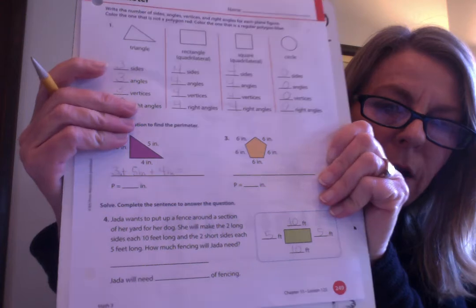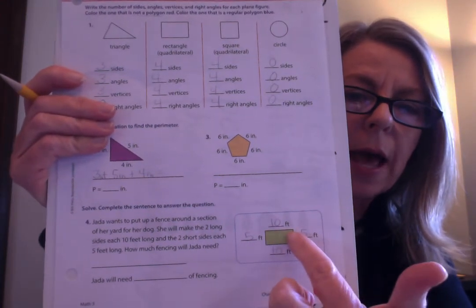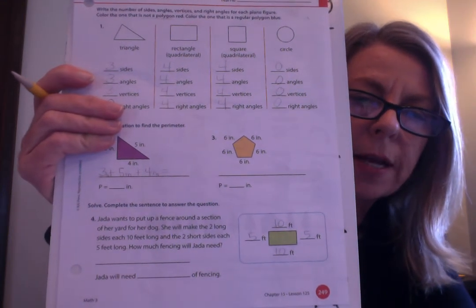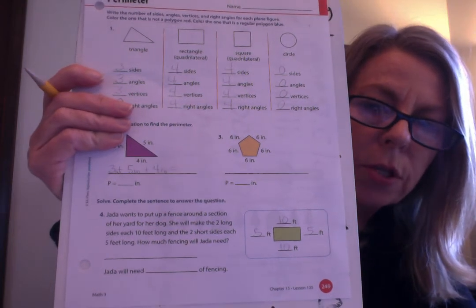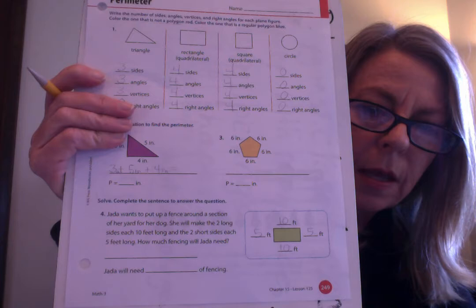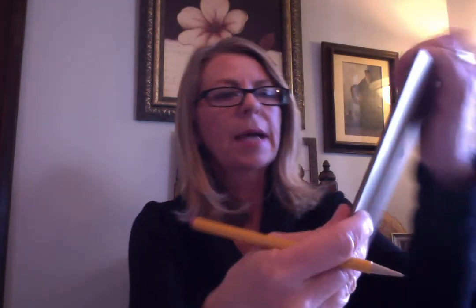All right, so now you want to know how much fence is going to go around this area. So we would add the perimeter. We would add each of the sides to find out the total amount of fence that she'll need. So I want you to go ahead and find the perimeter for number 4, and you can write that down. Okay? All right, so I want you to go on to the back side.